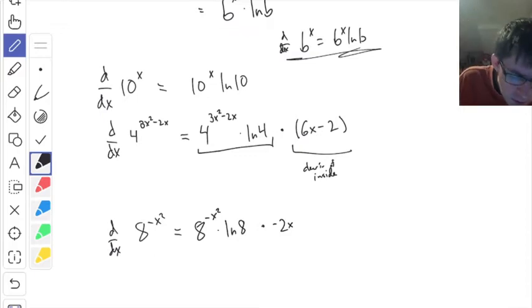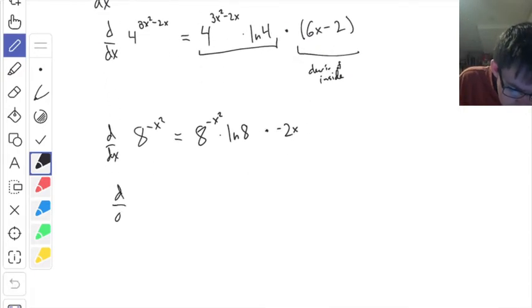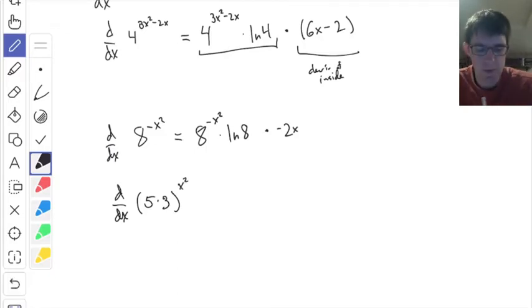Here's a trick. How about this? What if I had something like this? 5 times 3 x squared. Is this a trick? I don't know. What should I do with that? There's kind of an easy way and a hard way.